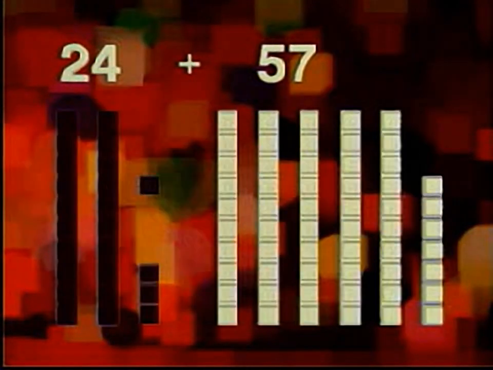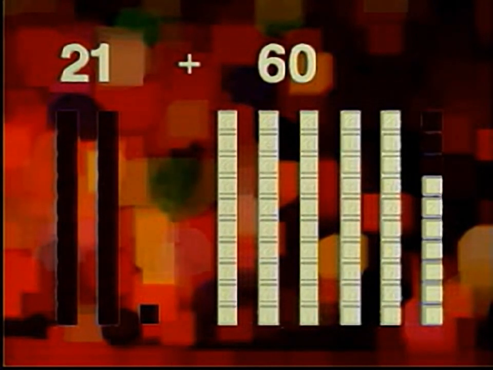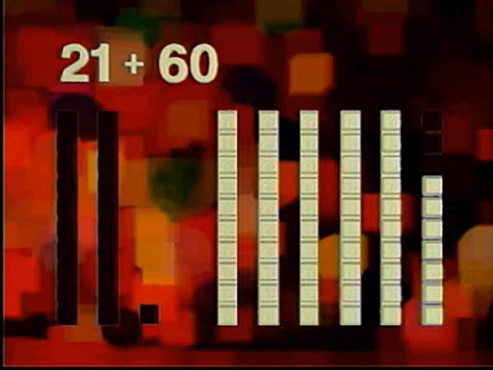Well, I want to try one of those. 24 plus 57. Now, it would only take 3 more ones for the 57 to be an even 60. If the 24 shares 3 of its ones, that leaves us with 21 plus 60. Easy, 81.